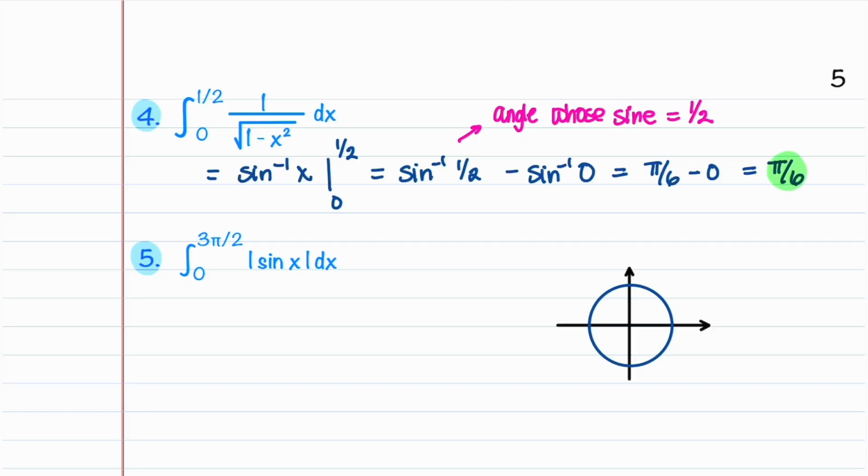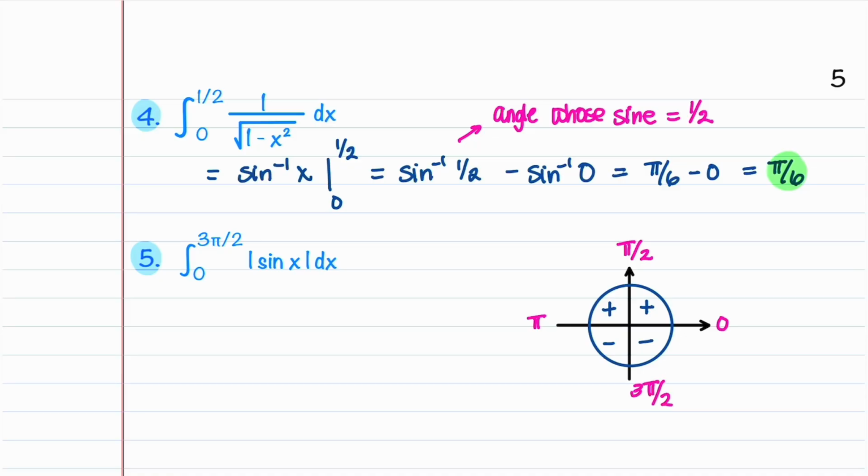Sine is going to be positive in this quadrant, and then negative in quadrant 3 and quadrant 4. We are integrating from 0 to 3 pi over 2. So let's mark this 0, pi over 2, pi, and 3 pi over 2.